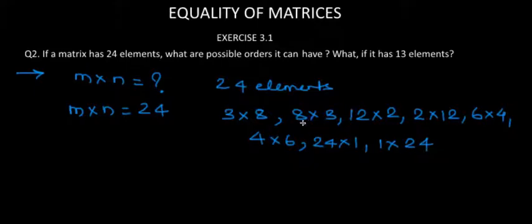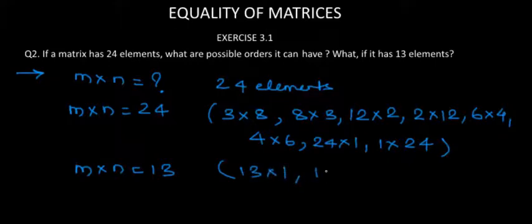So that's your solution for the first part, that is the order can be 3 cross 8 or 8 cross 3 and all these things, inside the bracket. So that's the answer for the first part. Secondly, they are saying that what if it has 13 elements? In the second case they are saying that m cross n is 13, which means the product is 13. So write all the possible factors of 13, that is 13 and 1 and 1 and 13. Okay, so this is the solution for question number 2.